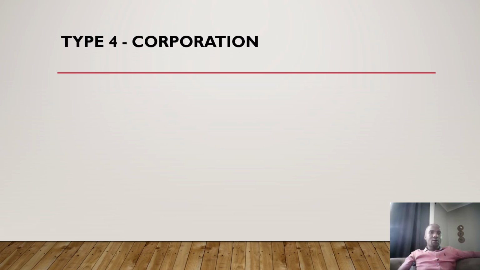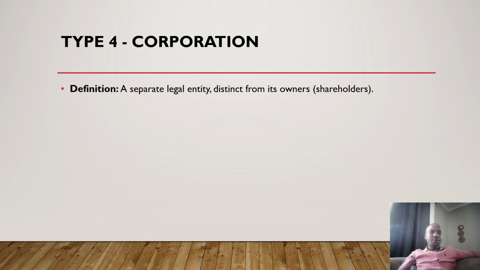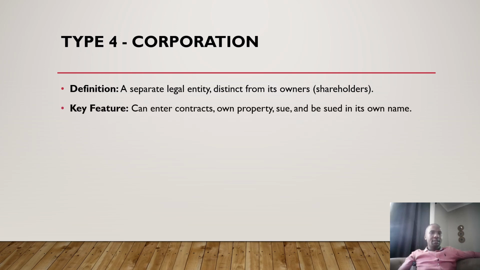Okay, we also have another type, the corporation. This one is now a separate legal entity distinct from its owners or shareholders. The key feature is that it can enter contracts, own property, sue and be sued in its own name as a business, separate from its owners or its shareholders.